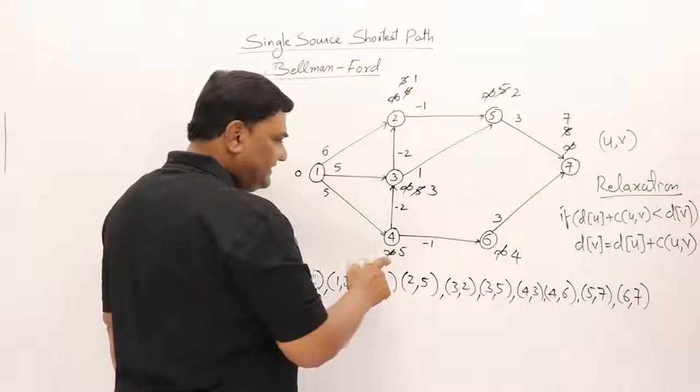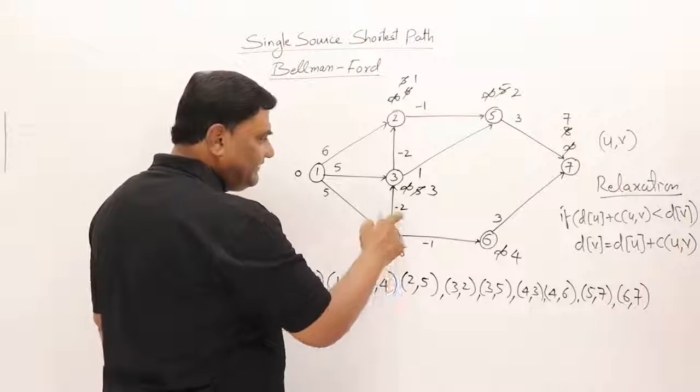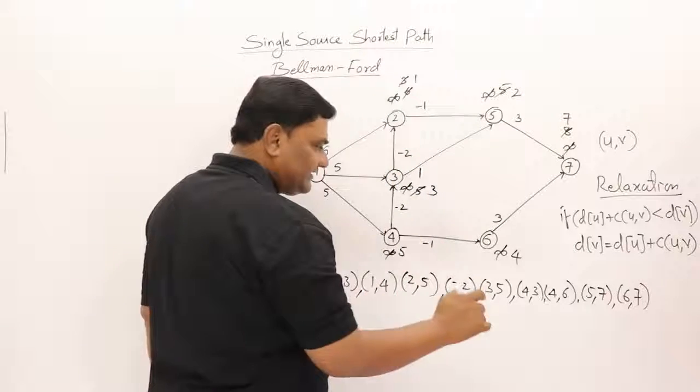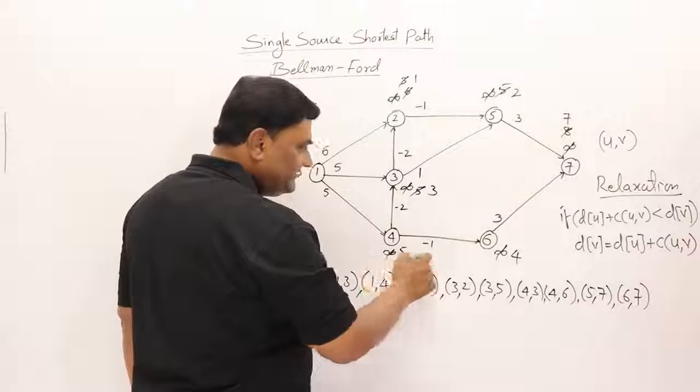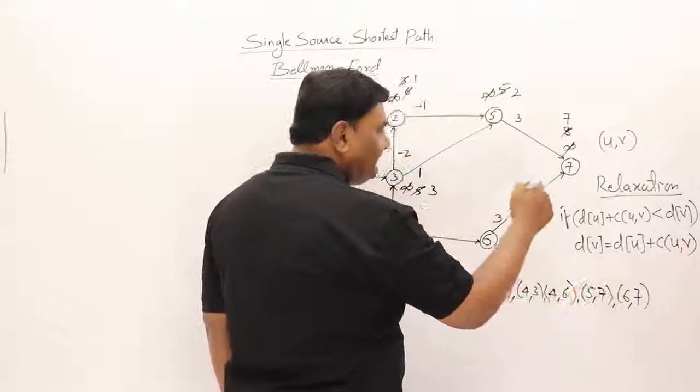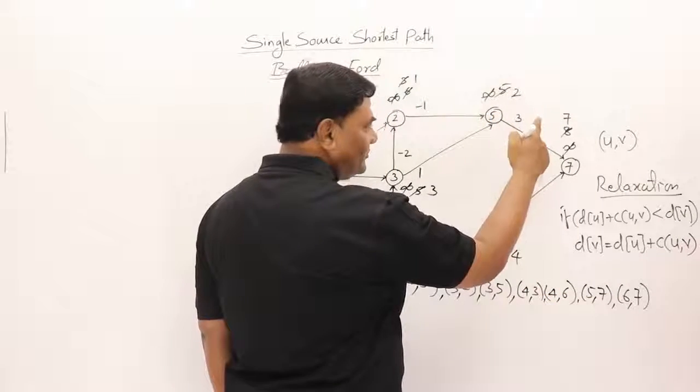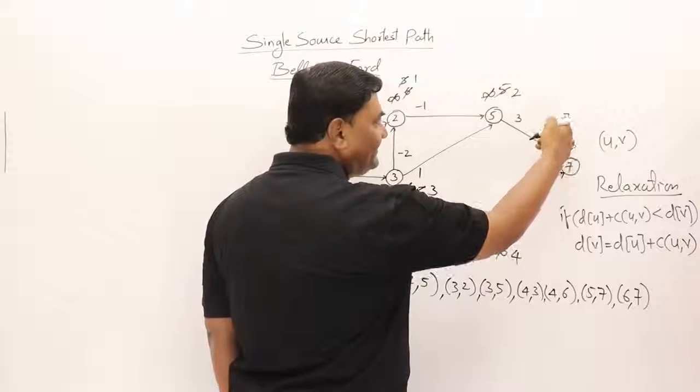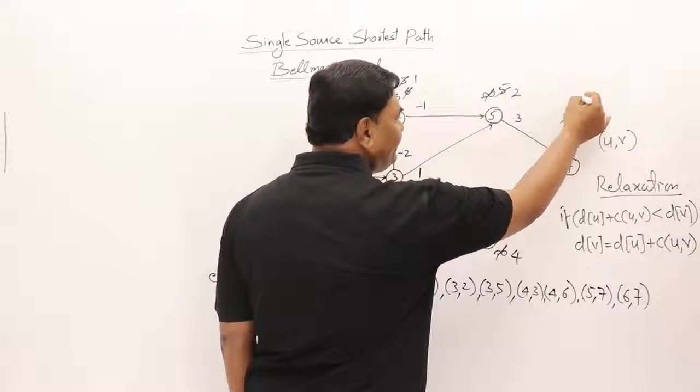Then 4 comma 3. 5 minus 2. This is 3. This is perfect. 4 comma 6. 5 minus 1 is 4. Perfect. 5 comma 7. 5 is how much? 2. And 2 plus 3 is 5. This is 7. So change it to 5.